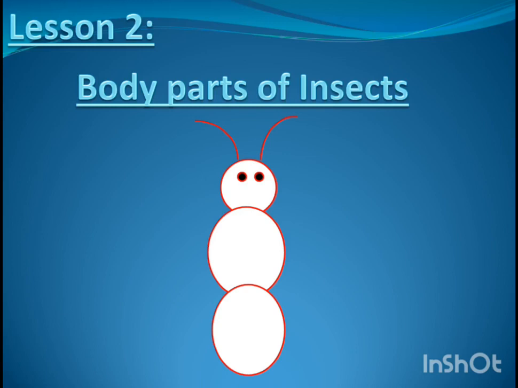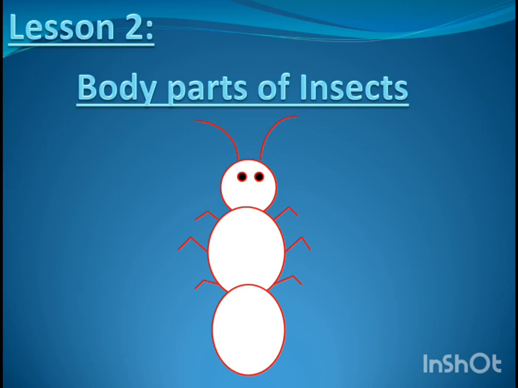Okay children, so this is about your head, eyes and antenna. Now coming to thorax. To thorax you have legs. They are 6 legs, 3 on this side and 3 on that side. Generally these are the body parts. Okay, so head, thorax, abdomen.